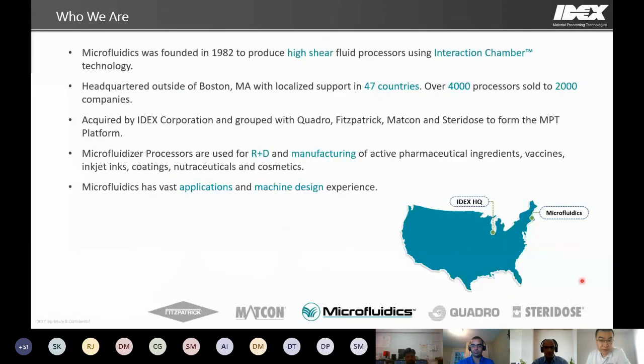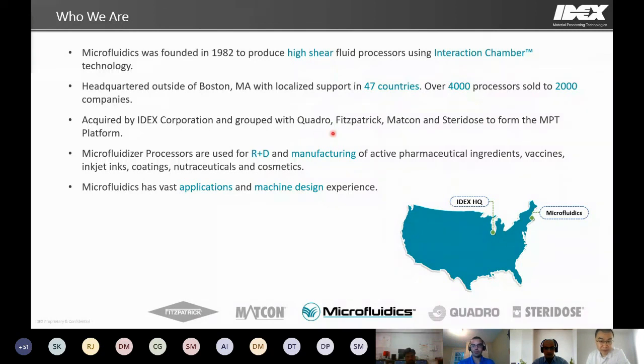Microfluidics itself was founded about 40 years ago, and we specialize in designing and producing high shear fluid processors using our unique interaction chamber technology. We're located in Massachusetts, just outside of Boston, but we do have a global presence with thousands of processors sold to customers all around the world.